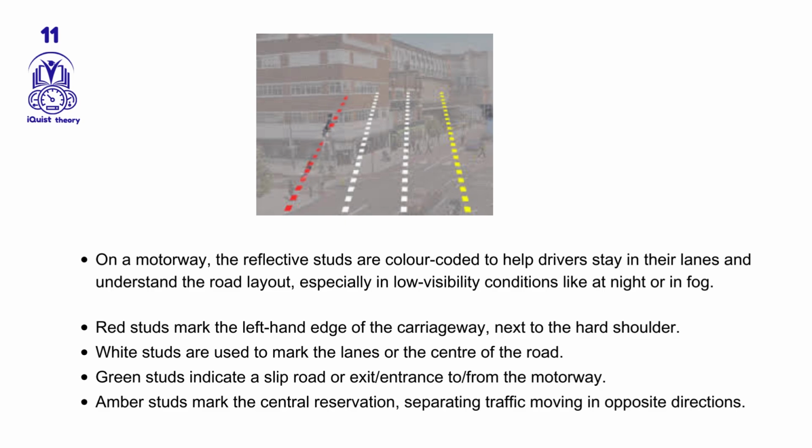Red studs mark the left-hand edge of the carriageway, next to the hard shoulder. White studs are used to mark the lanes or the center of the road. Green studs indicate a slip road or exit, entrance to, from the motorway. Amber studs mark the central reservation, separating traffic moving in opposite directions.